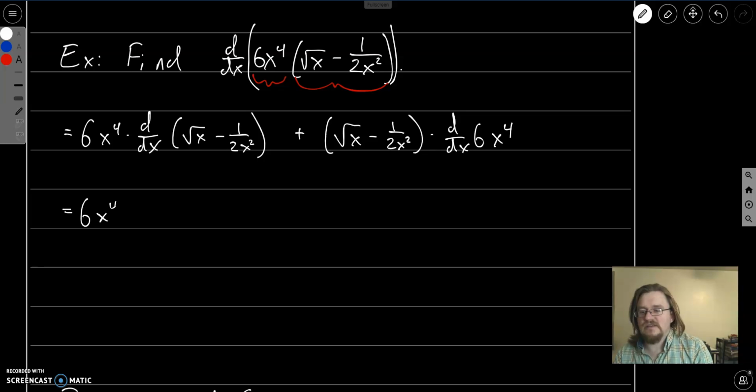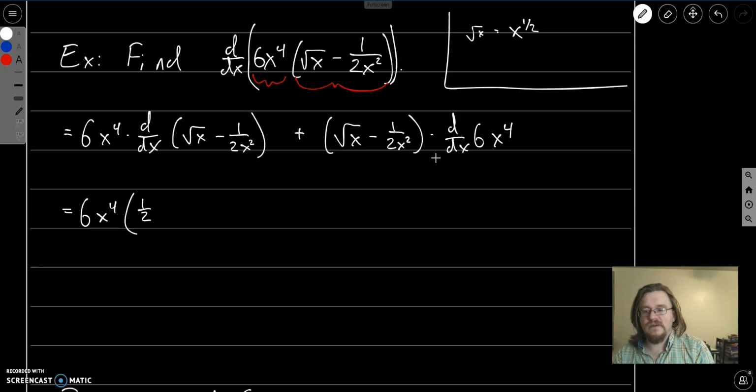So 6 times x to the fourth, and then I've got the derivative of everything in here. Well, off to the side, let's remember that the square root of x is going to be x to the 1/2 power. So if I take the derivative of this, this is going to be 1/2 times x to the negative 1/2 power. So far, so good. And then 1 over 2x squared, this is the same thing as just 1/2 times x to the negative 2nd power.